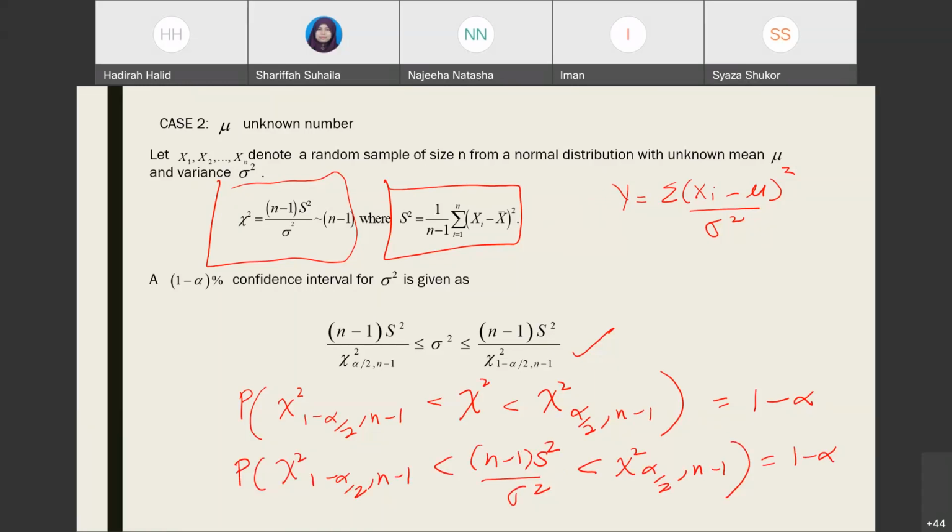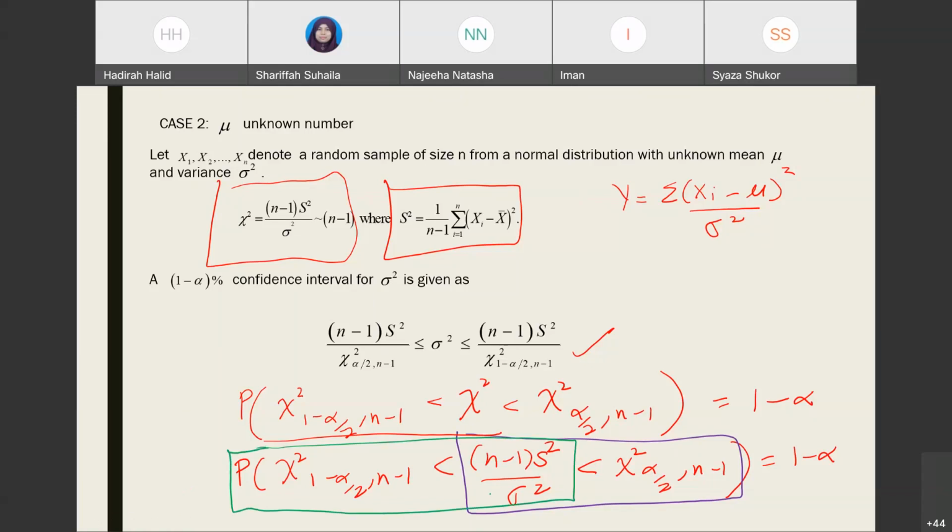Same concept. First, look at this part first. Let's say first you consider n minus 1 s squared over sigma squared less than this one. So sigma squared goes to that side, and this goes down. So we have n minus 1 s squared over chi-square alpha over 2 less than sigma squared. Second, you refer to the second one. The same thing. This goes up, and then rearrange back. Then you get your confidence interval for sigma squared.